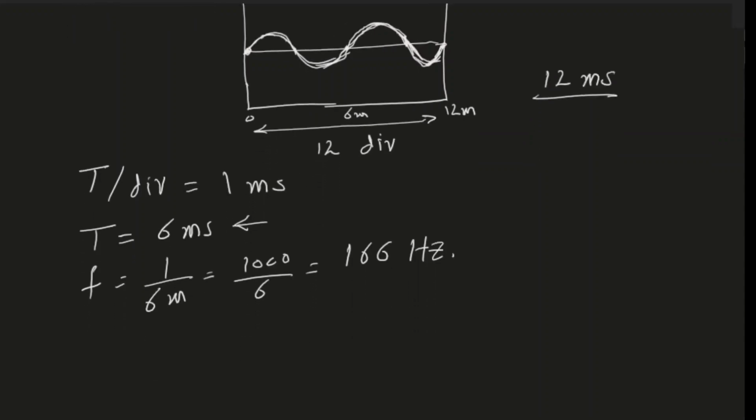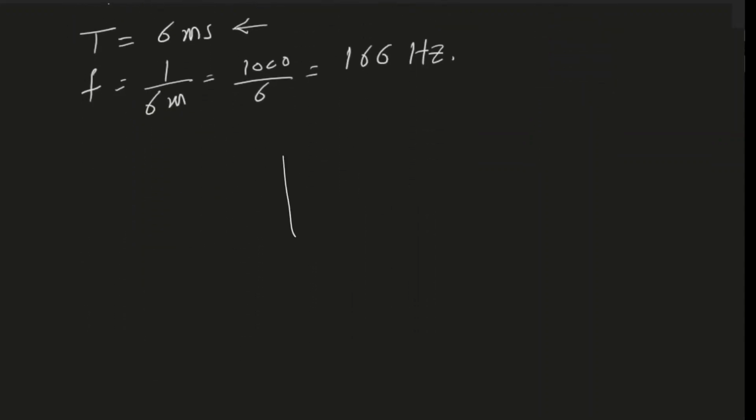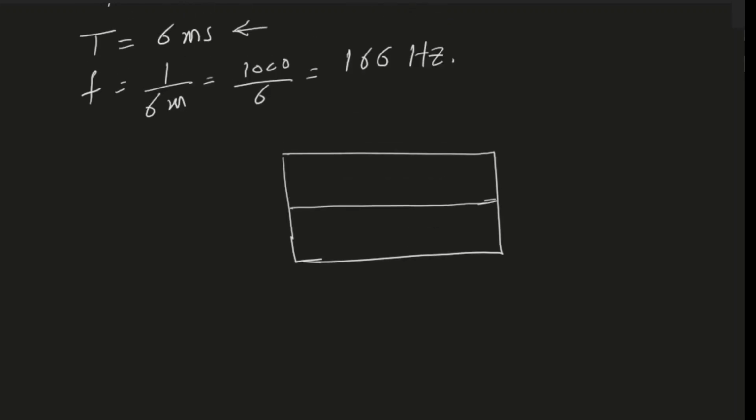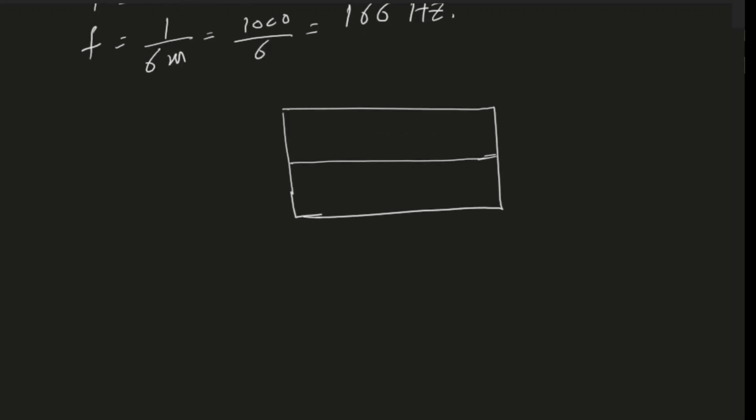What I mean by this is that let's consider a different frequency. So again, this is my screen of the scope, and this is the center line. Now, instead of having a time period of 6 milliseconds, let's say my waveform has a time period of 5 milliseconds. So this is my 0 point, and I have 12 milliseconds over here, using the same time per division. Time per division is 1 millisecond. So let's say I have 10 milliseconds over here and maybe 5 milliseconds over here.